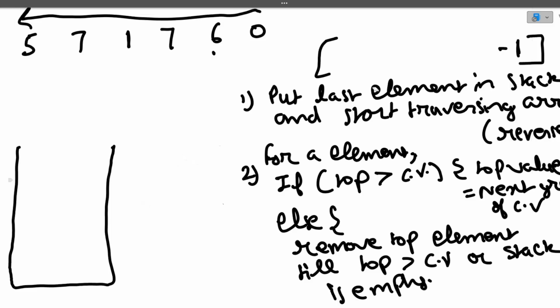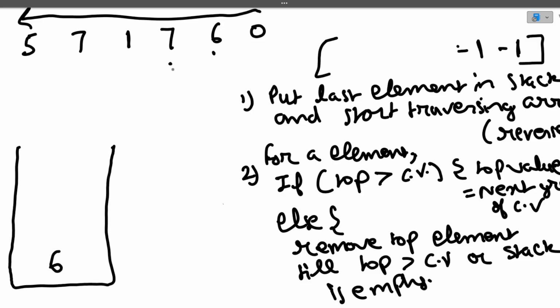If the stack has become empty, it means that there is no greater value present for the current value while moving towards the right. So in this case also, minus 1. For 6, no next greater value exists. I hope this is clear to you. And once the role of 6 is done, we will add 6 into this stack.